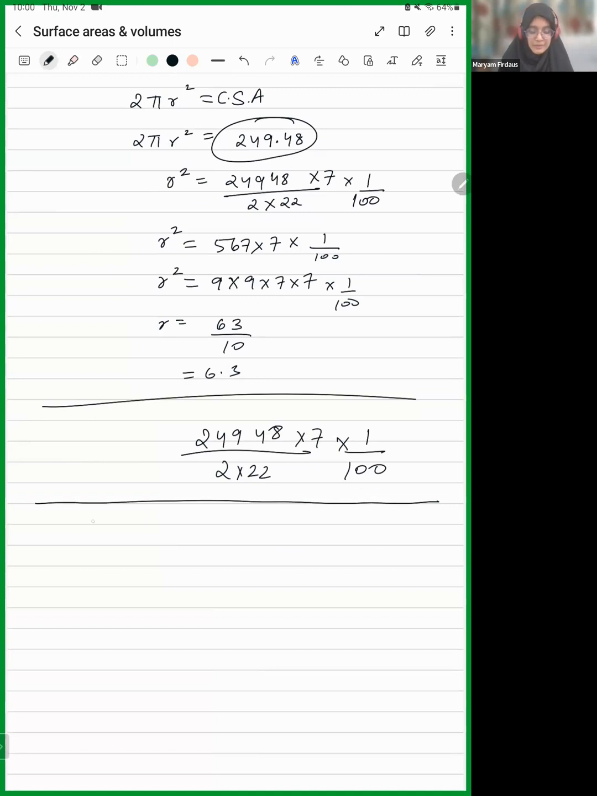But for those of you who are having a problem, see, we want to find what? We want to find the radius. Why do we want to find the radius? Because they're asking us to find the volume. And we know that to find the volume, we need the radius, right? Because volume is equal to 2 by 3 pi r cube, volume of a hemisphere.